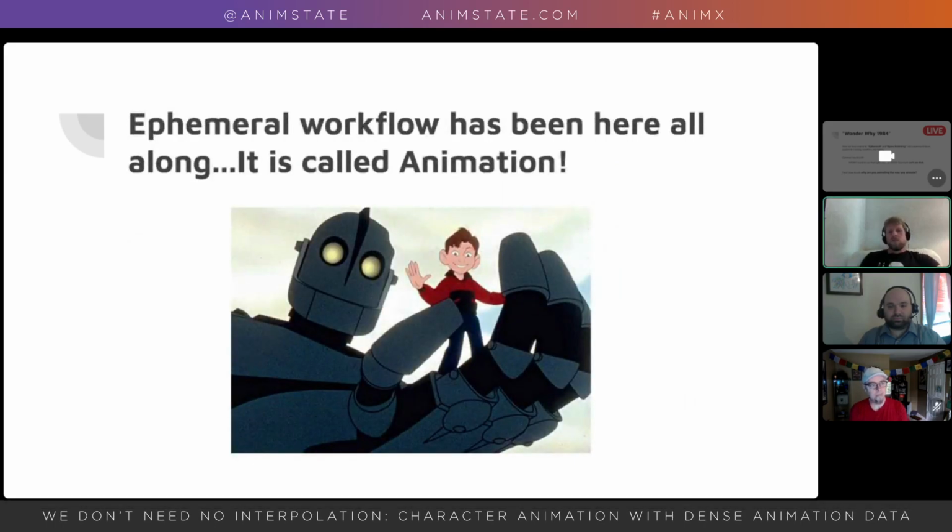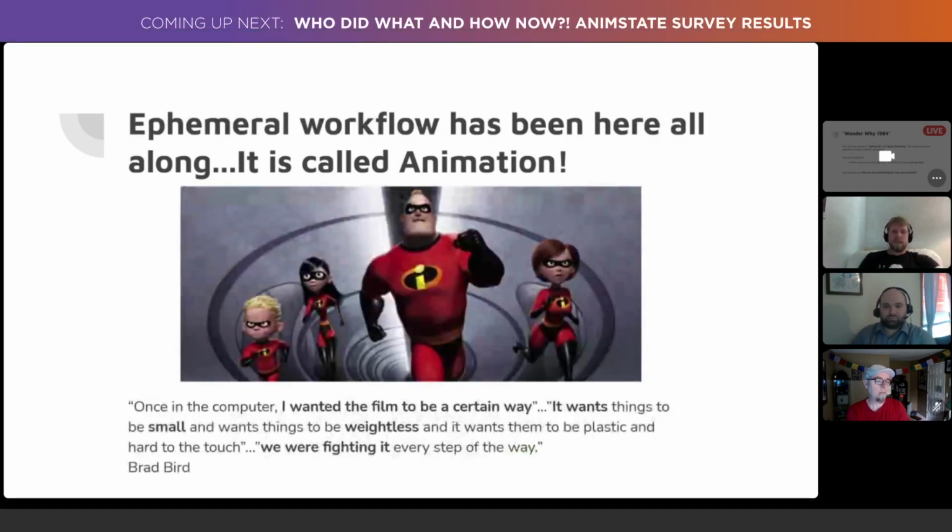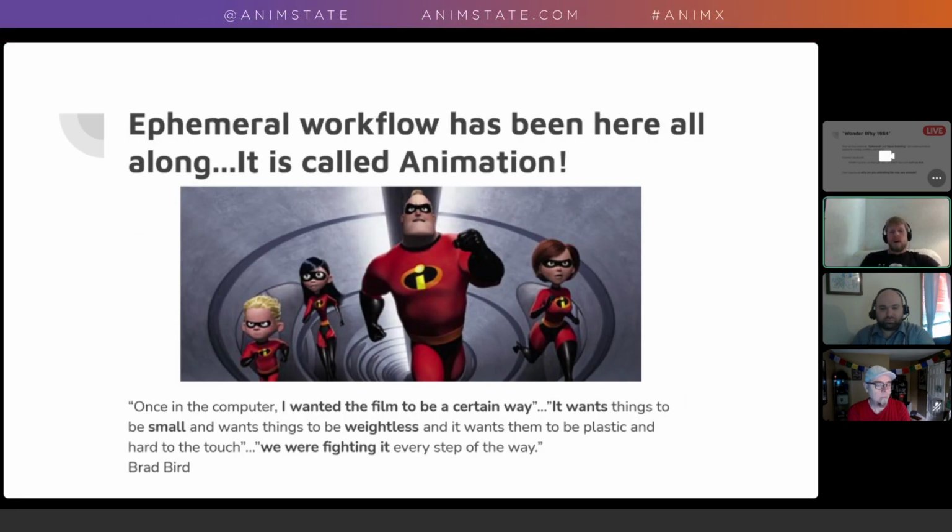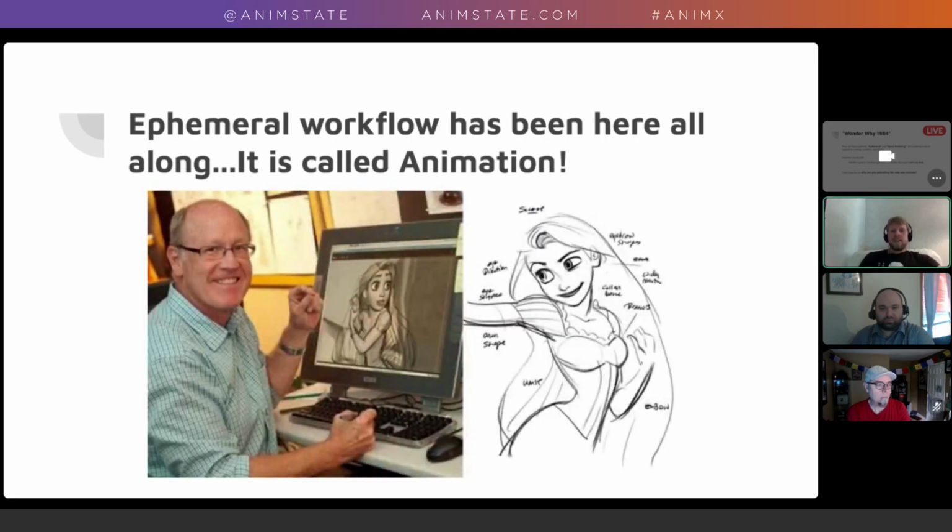So ephemeral's been here all along. It's just animation. Computer animators have maybe forgotten what actually animating means or looks like, but there are certain groups that haven't. Brad Bird went to Pixar and was like, I don't want to let the computer do the work. He's got this great quote: it wants things to be small and weightless, hard to touch. We're fighting it every step of the way. Like, this is him going to Pixar after all the years of 2D animation going, how do you work this way? Glen Keane has talked about sculptural drawing in animation.